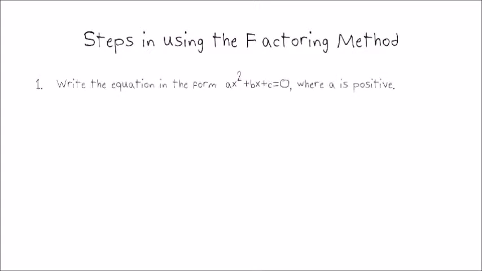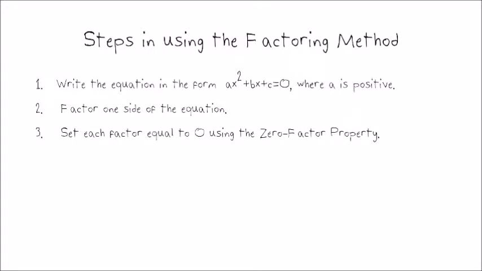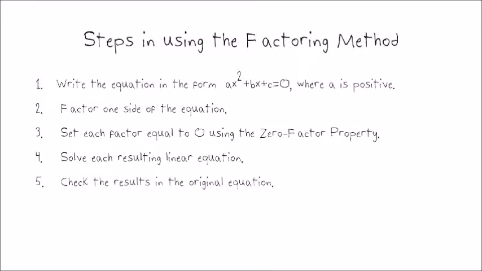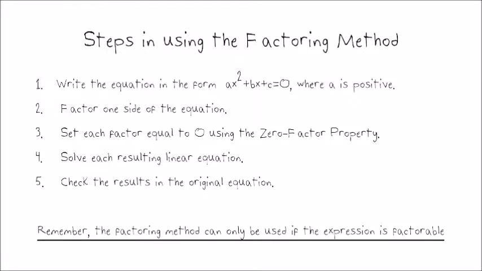So anyways, number 1, write the equation in the form ax squared plus bx plus c equals 0, where a is positive. 2, factor one side of the equation. 3, set each factor equal to 0 using the zero factor property. 4, solve each resulting linear equation. 5, check the results in the original equation. Remember, the factoring method can only be used if the expression is factorable.